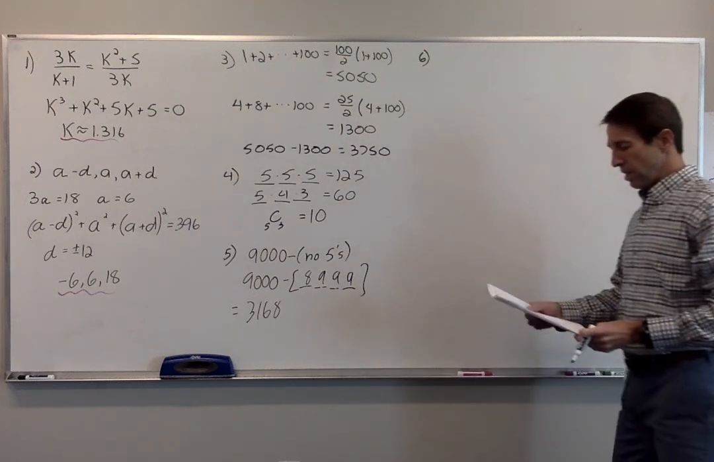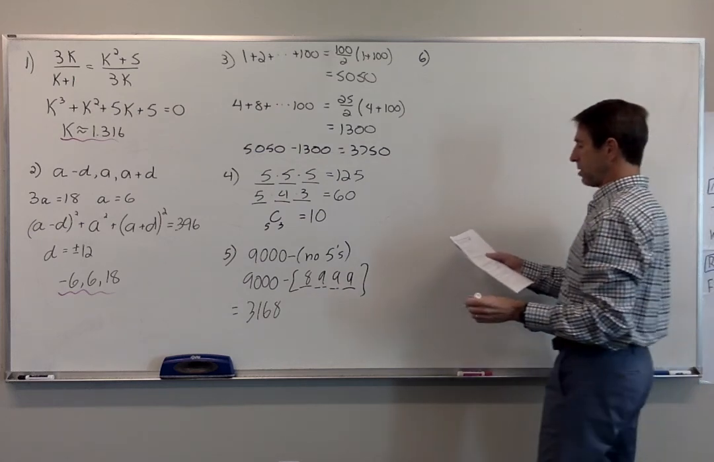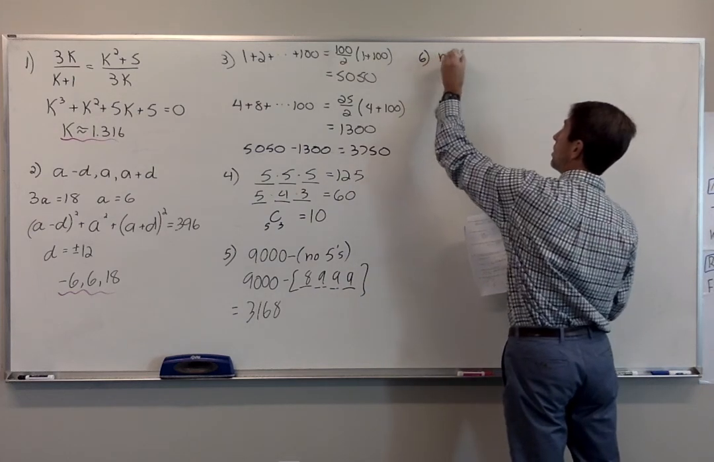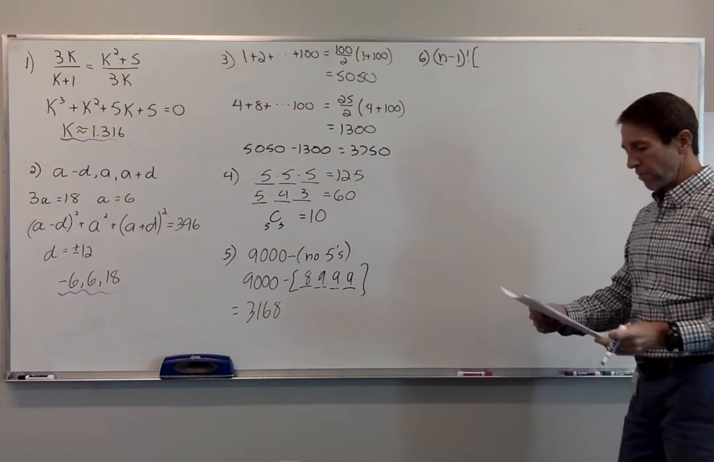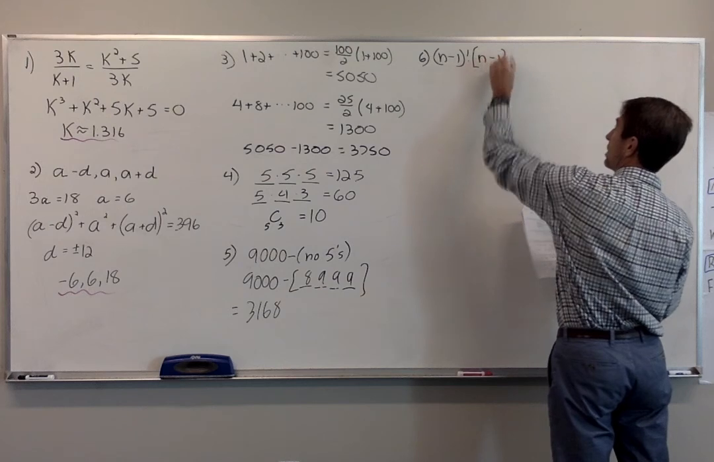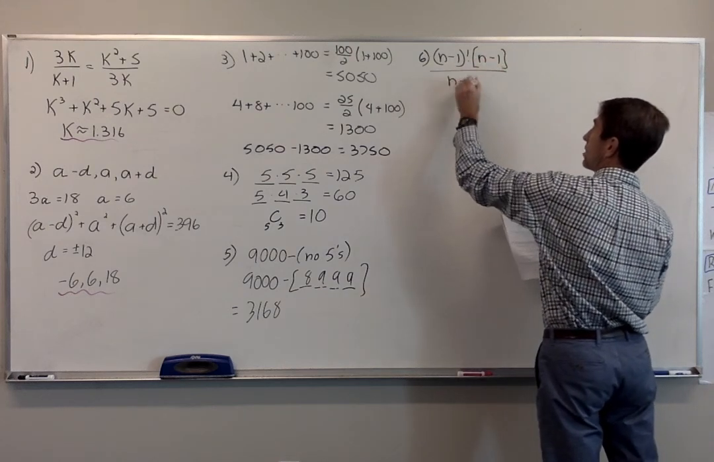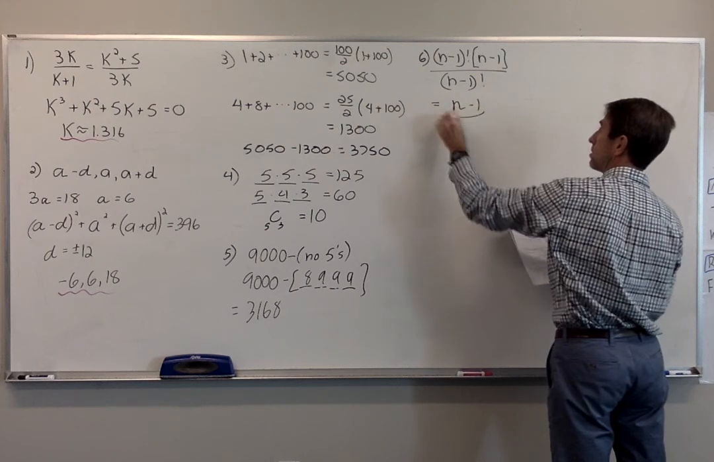Number 6, factoring this, I can write it as n minus 1 factorial factored out of the numerator. What would be left is n minus 1. Since the bottom is n minus 1 factorial, that all leaves n minus 1.